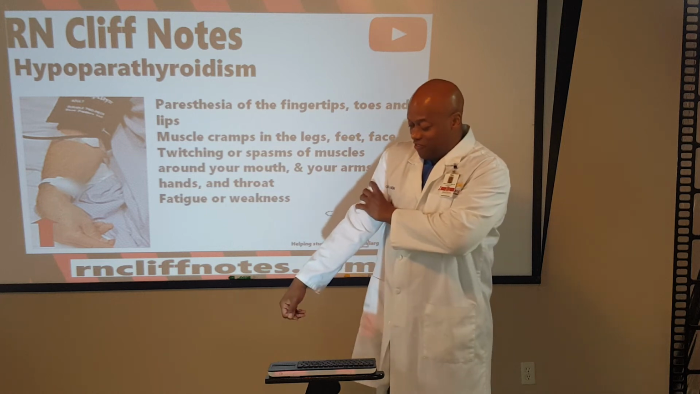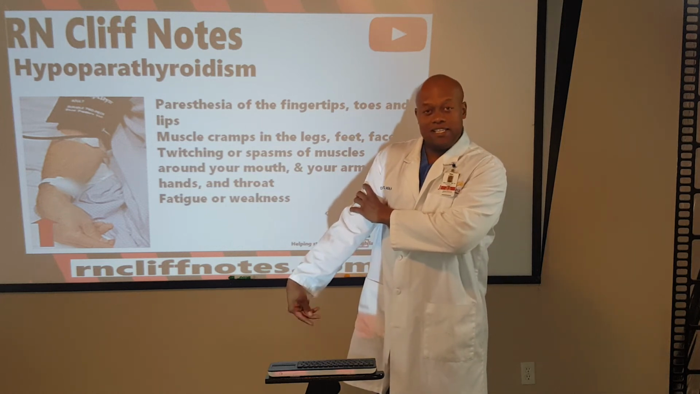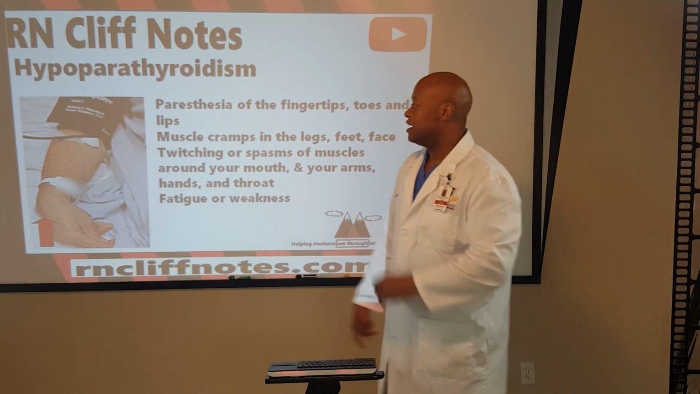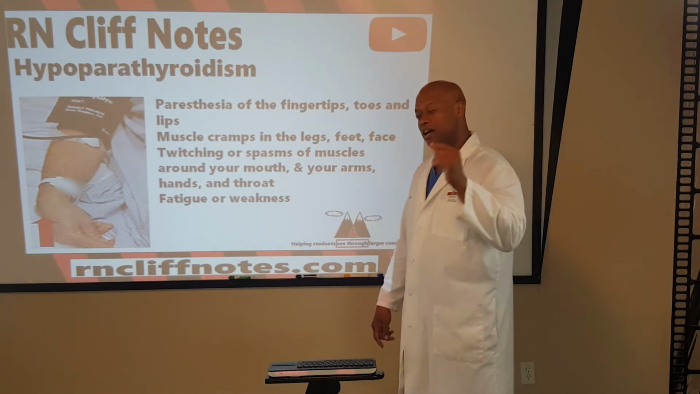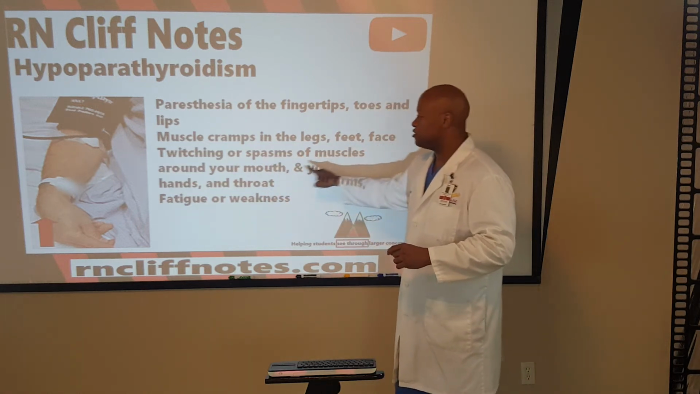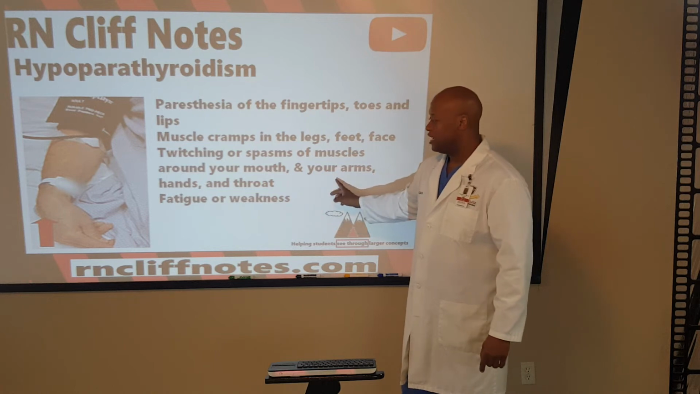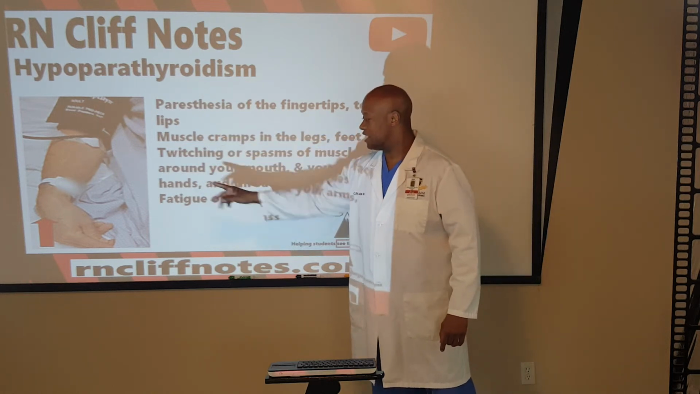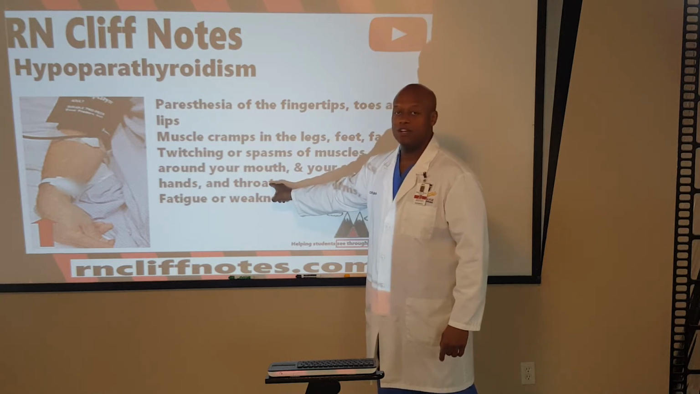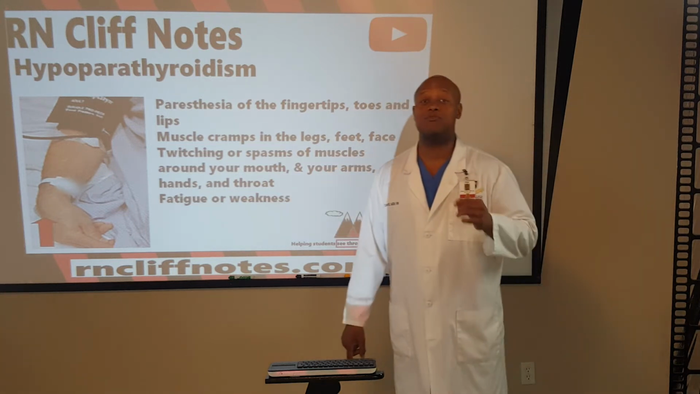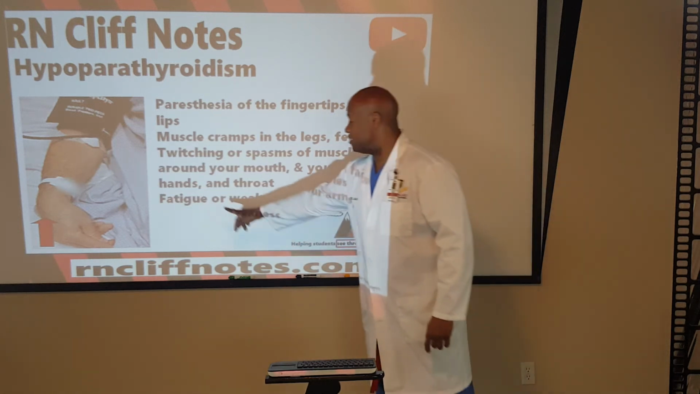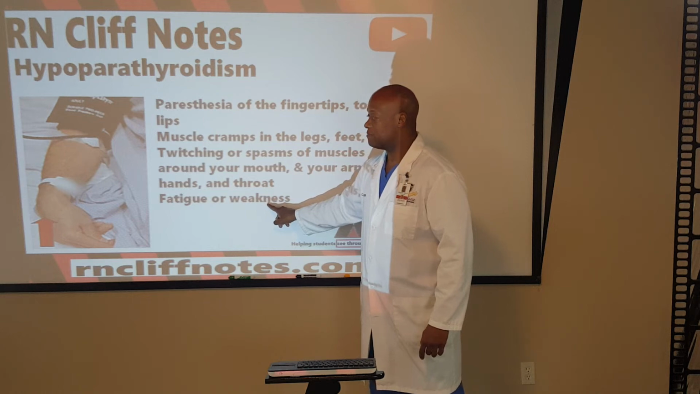So we put that cuff on them, and what happens? They start to have a twitching sensation in their muscles, right? Yeah, Trousseau's. Now, so spasms of the muscle, it can be around the mouth and the arms, like we got featured there, and the hands. Now, of note, could also have twitching in the throat, right? This could be bad, okay? Then fatigue and weakness, obviously.